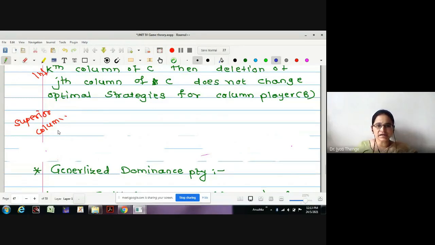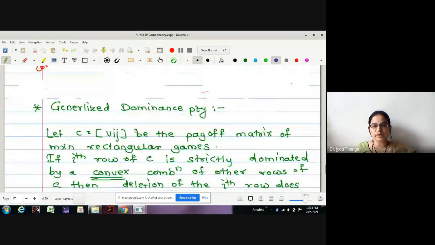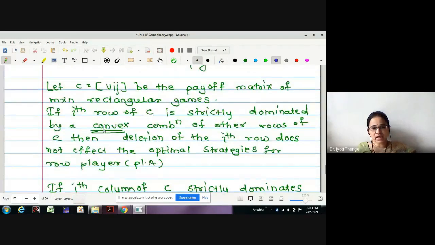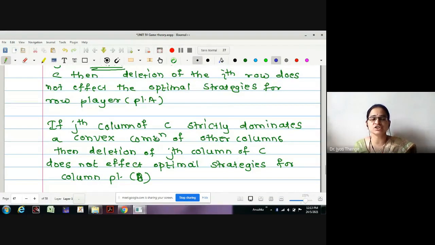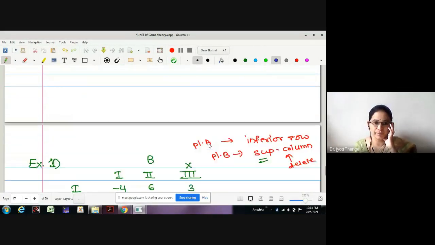Why were we deleting this? We have seen the reasons, right? Then the generalized dominance property says that if the ith row of a payoff matrix is dominated by a convex combination of the other rows, then one can delete the ith row, that is the inferior row. Similarly, if the jth column dominates a convex combination of the other columns, then deletion of the jth column does not affect the optimal strategies for player B.